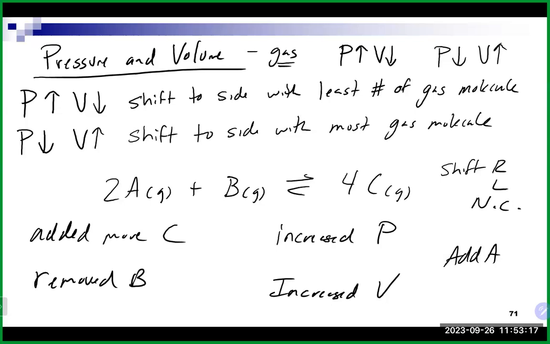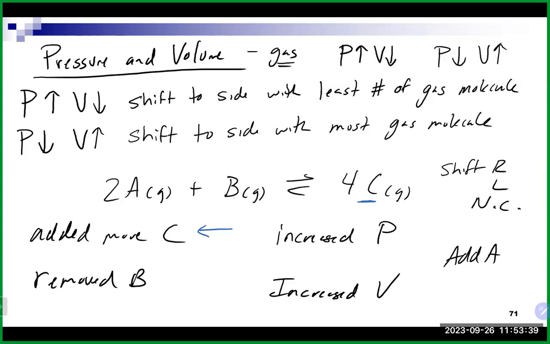Okay, let's take a look. So we're going to add more C. C is a product, which means basically that it should go away from it. So it should shift to the left there. Again, because we're going to have more products, that's going to increase the reverse reaction in this case. Any questions on that one there?